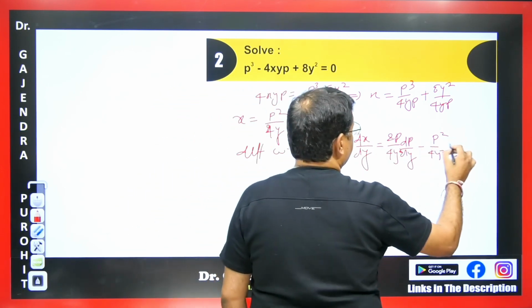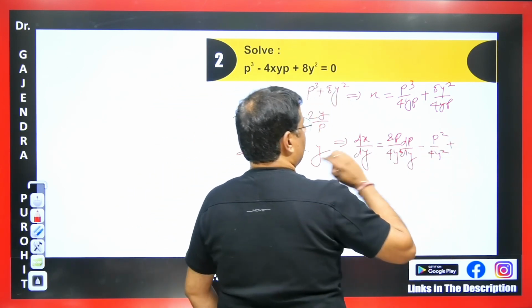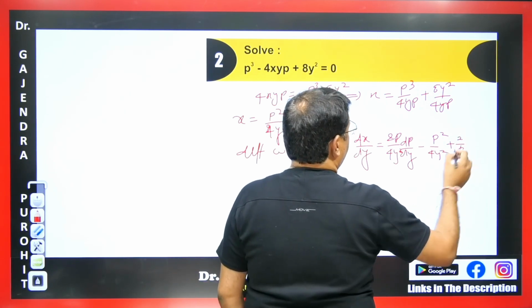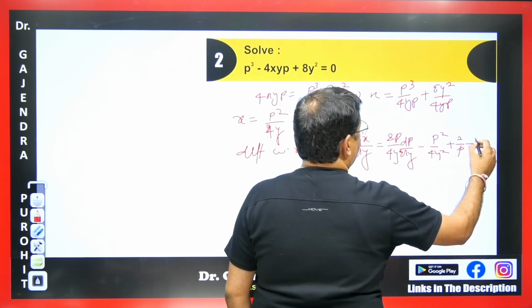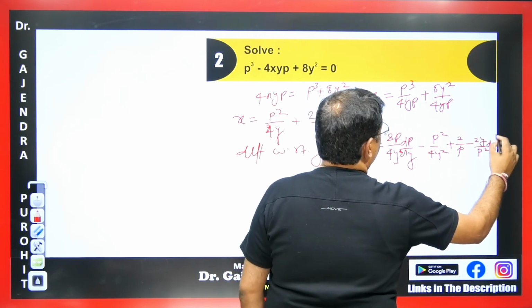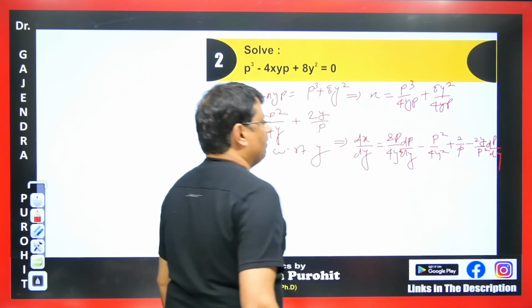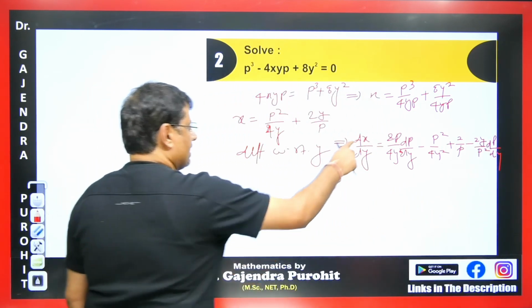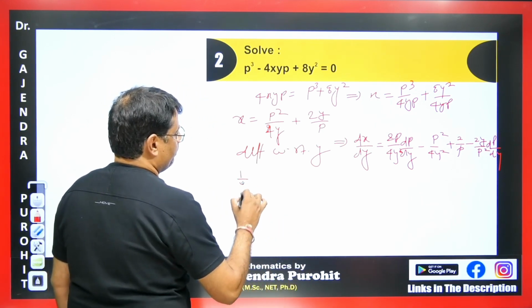Similarly, when we differentiate it with respect to y, we will get plus 2 upon p. Now we have left y, and differentiating 1 upon p with respect to y gives minus 1 upon p square, and this is dp by dy, right? Now you can notice that here we will get the value of dx by dy as 1 by p.